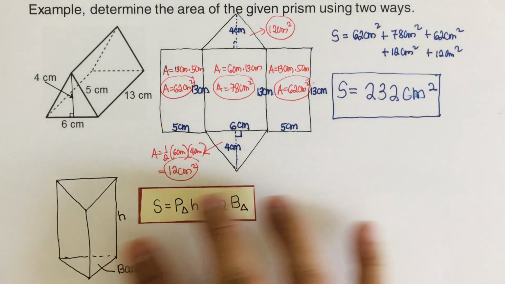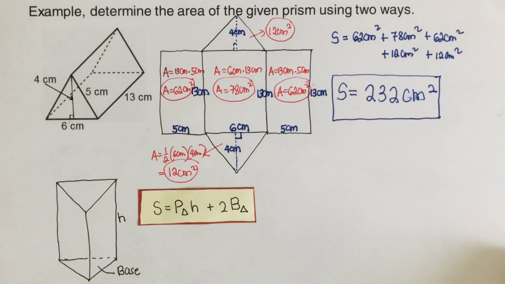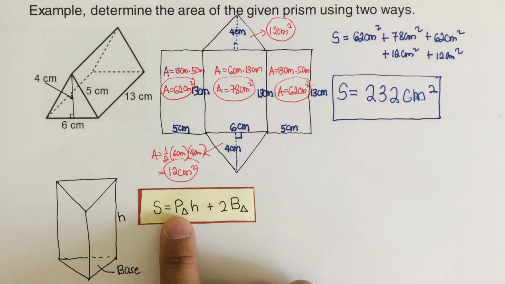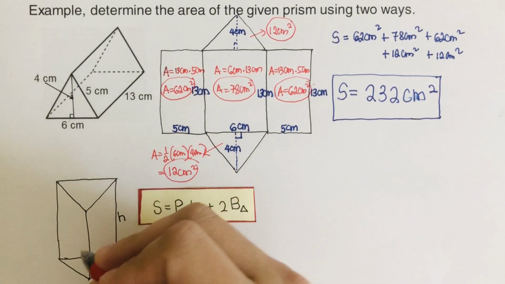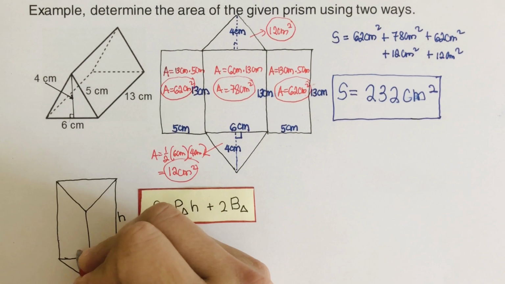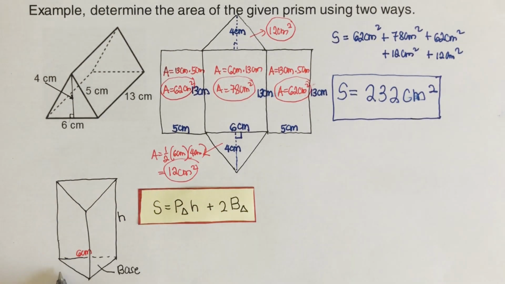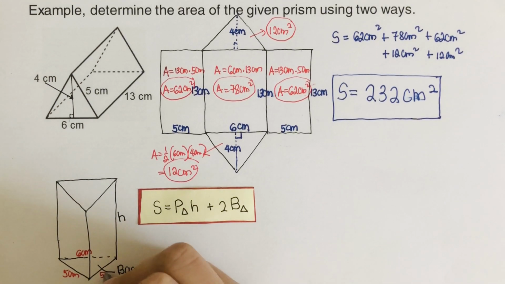This one right here that we're showing up here is the second method. So we first find the perimeter. Let's have the measures for this one first. So in this base, the measures for this would be, this side is 6 centimeters. And then this side right here would be 5 centimeters and 5 centimeters.